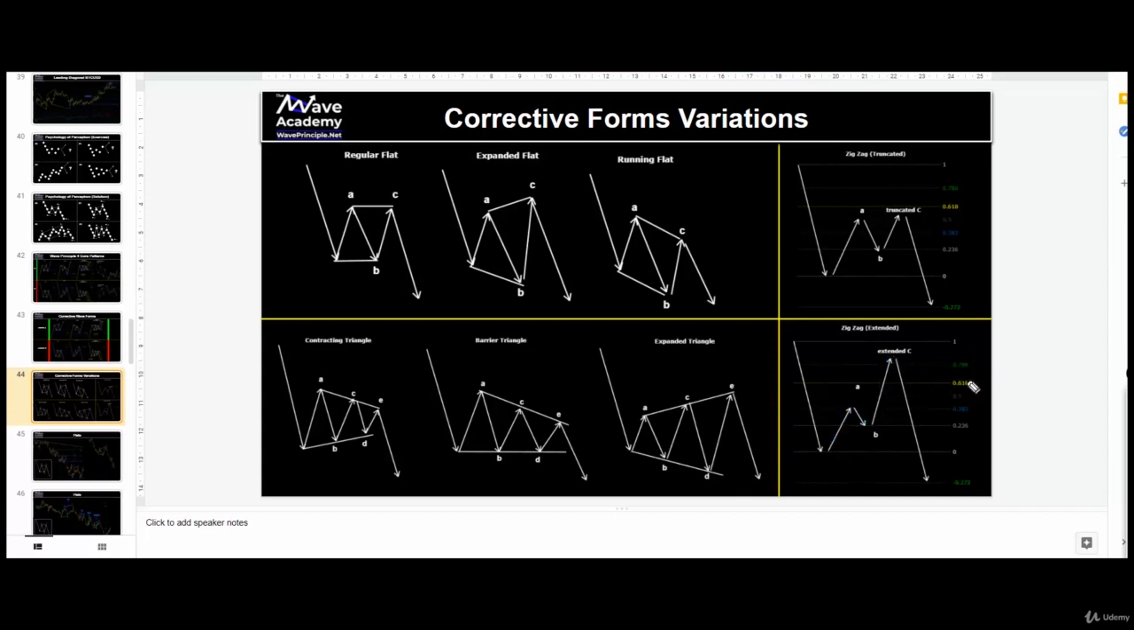But that's basically what we need to know about corrective forms: impulse, corrective, impulse, impulse, corrective, impulse, with different Fibonacci levels. That depends on my formation. And the only ones that make things a little bit different are triangles, because they are pre-terminals. That means that the next movement is not going to go very far, just turn around and make a new high in this case.